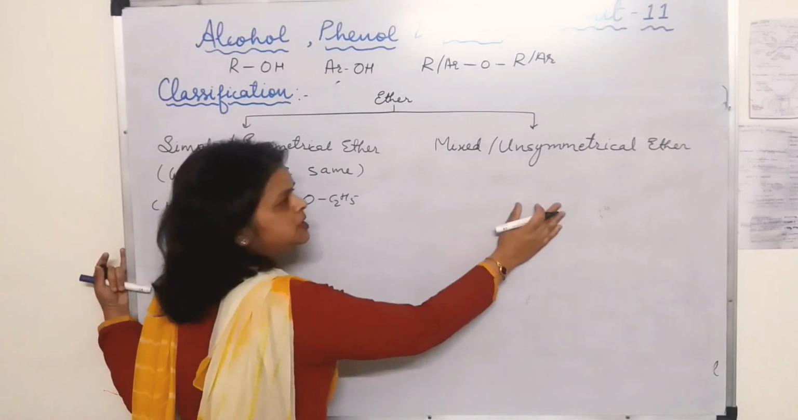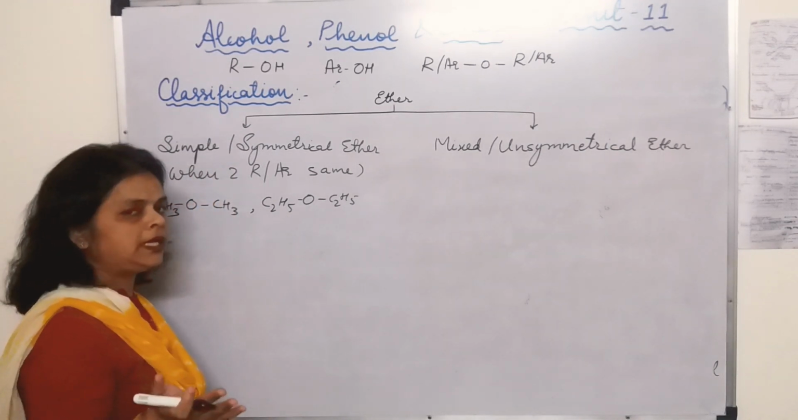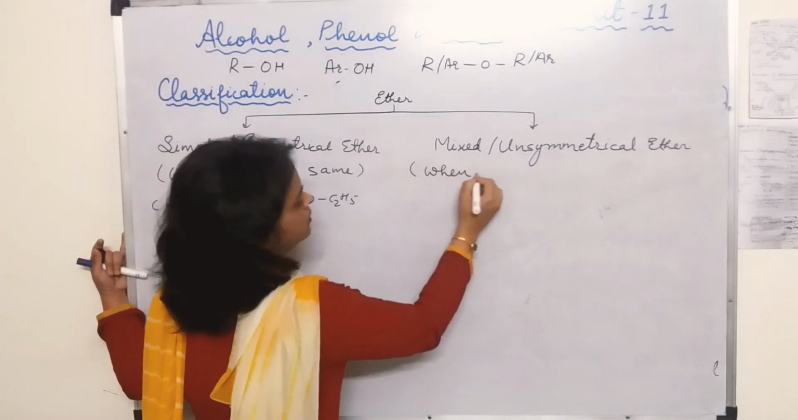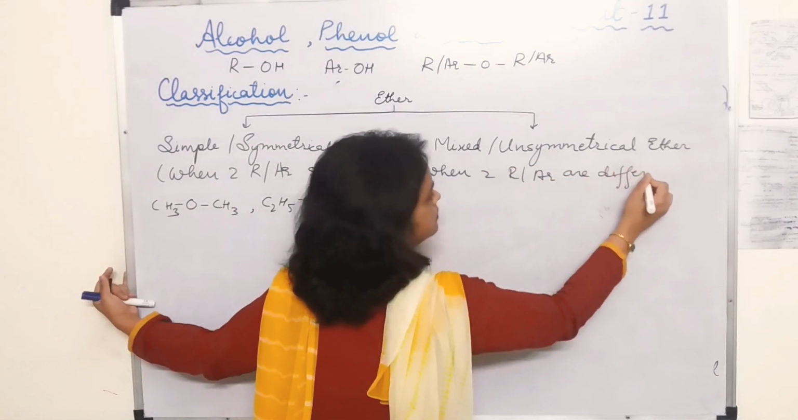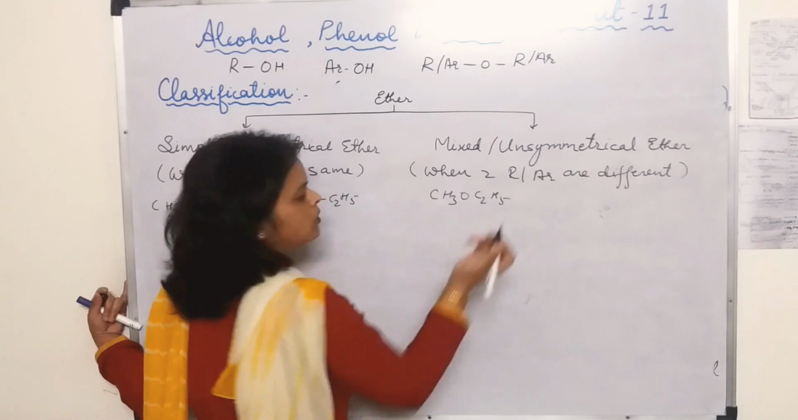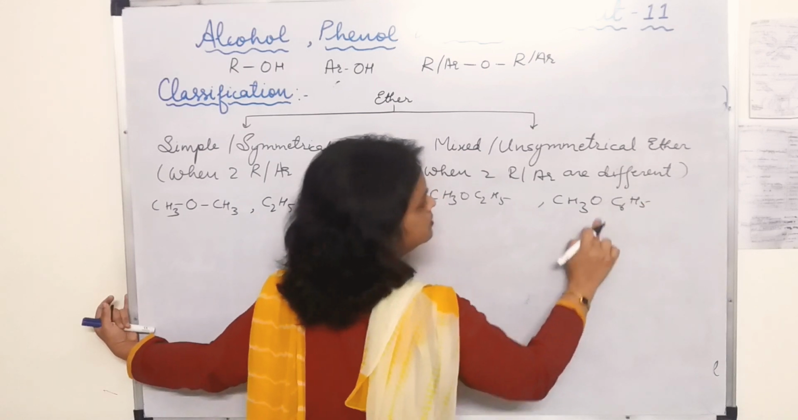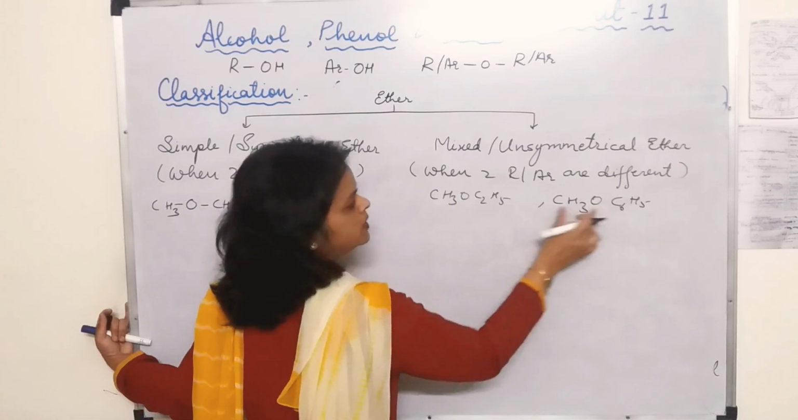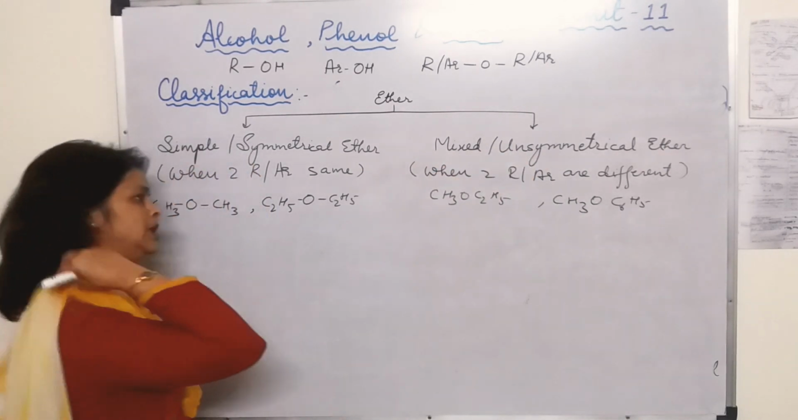Now mixed or unsymmetrical ether. We will take unsymmetrical ether in that way that both the alkyl and aryl groups must be different. So what will we write? When 2 R or Ar are different. So for example, CH3O C2H5, or you can write CH3O C6H5, phenyl group. One side we have a phenyl group, one side we have a methyl group. So those two are different, one side aryl group and one side alkyl group. So we use the word mixed ether or unsymmetrical ether.